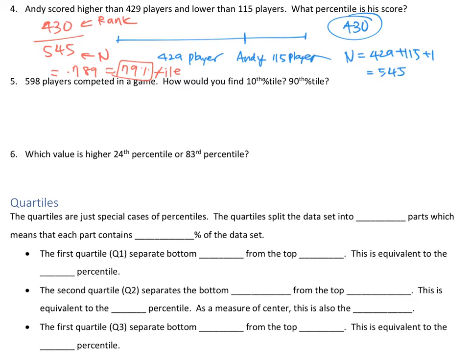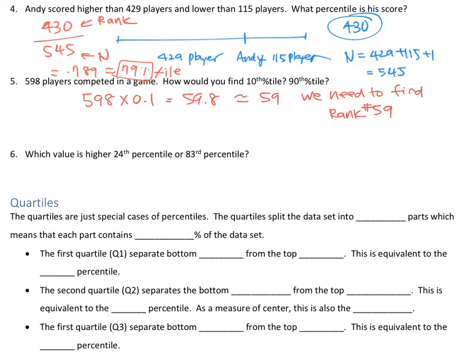So 598 players competed in a game. How would you find the 10th percentile? How would you find the 90th percentile? So for the 10th percentile, it's 598 times 0.1, which is 59.8. So this is about 59. So basically what we're doing is that we need to find the person with the rank number 59.